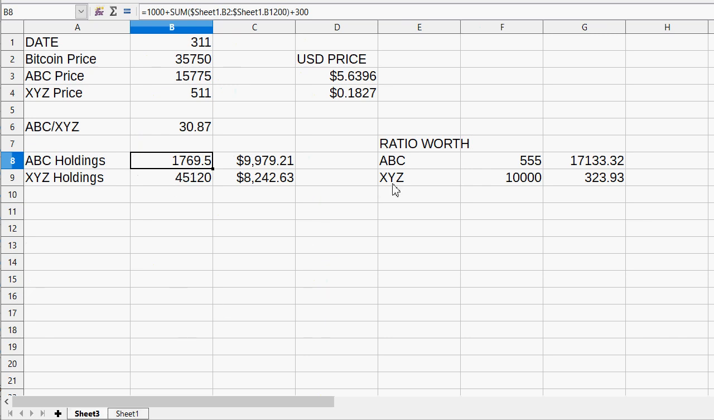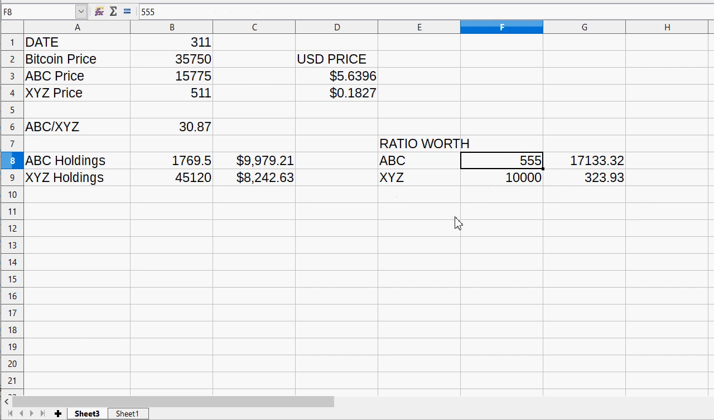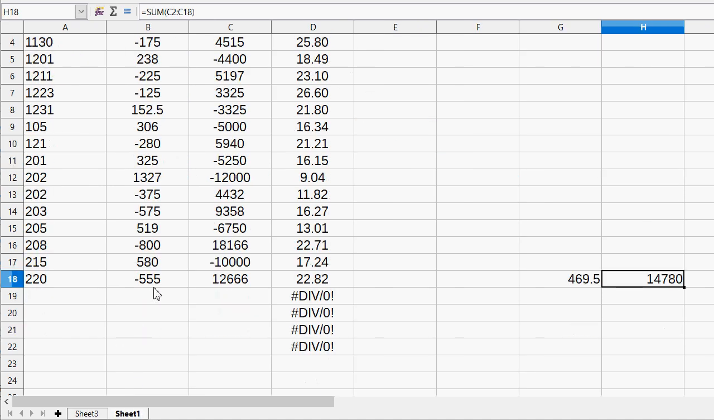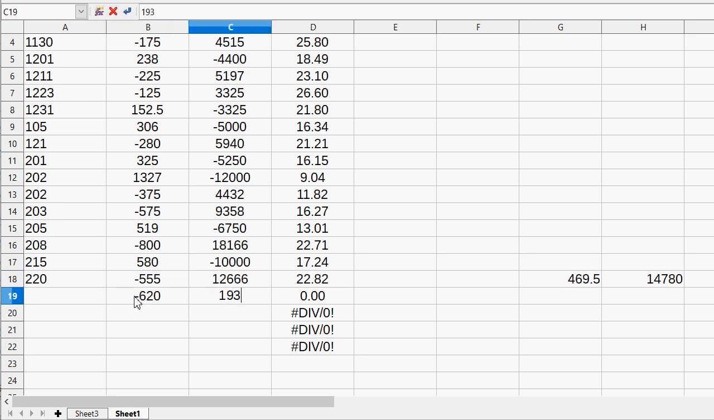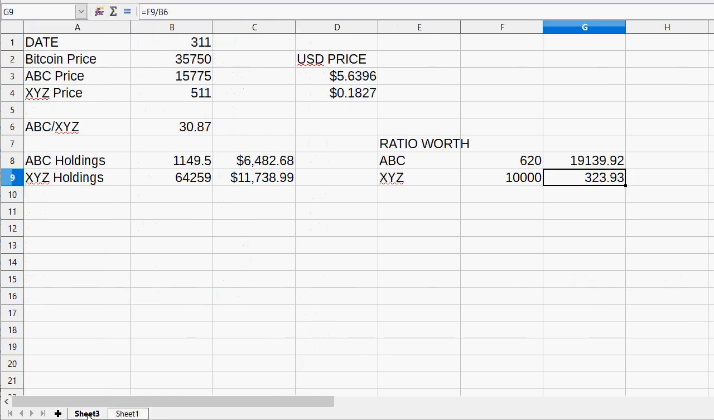So you're like, okay, I've already gained 469 of these coins, and I just want to have some fun. I want to sell like 620 of them, and just see what would happen. And let's assume it works out for you though. So 620 would get you 19,139. And you can see now that you'd have much higher holding on this side on the XYZ.